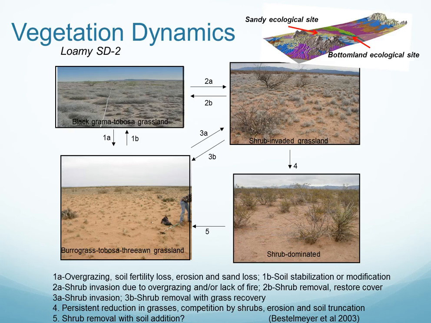Okay, so we can use state and transition models not only to identify the current state of a site, but also to predict how a site is going to respond to management actions and to disturbances. We also use this information to identify sites that are at risk of crossing a threshold, and this may allow us to make timely management actions in order to prevent that transition. We also use state and transition models in order to develop management plans in order to address our management needs on a site.